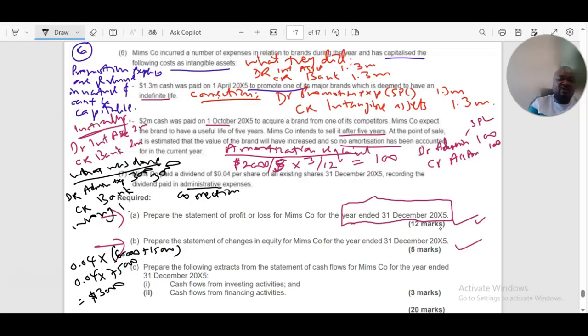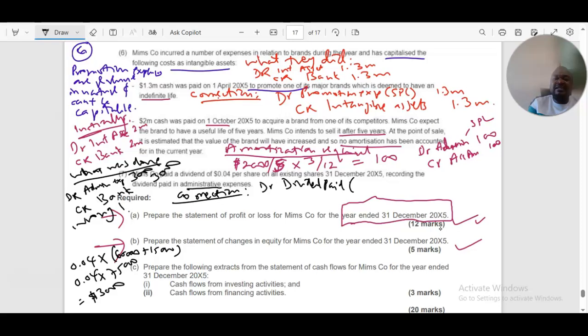Mr. Examiner, this is the correction. Okay, this is the correction. So what is the correction? We're going to debit dividend paid. Debit dividend paid.